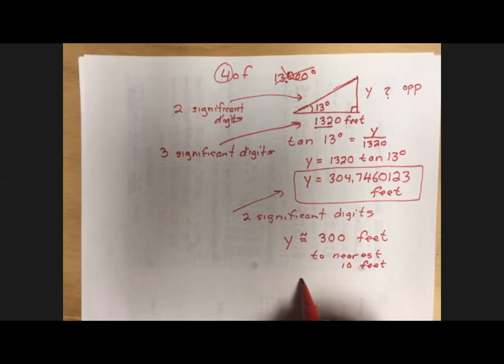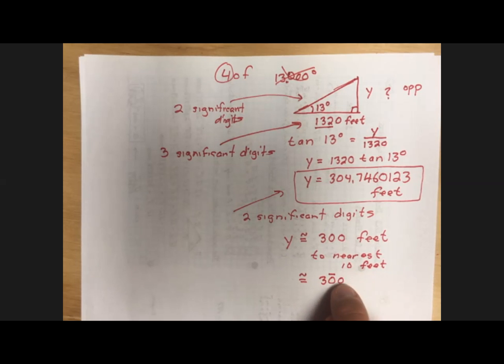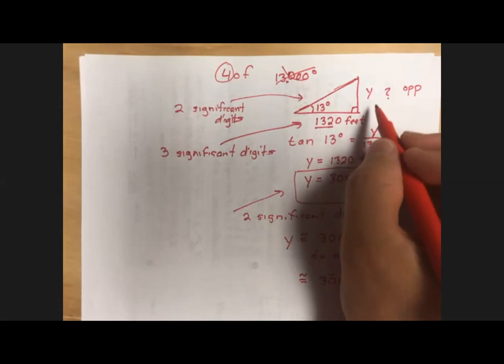Sometimes people in science classes write this in a fancier way, 300, and that means that that digit is accurate, that it is 300 feet to the nearest 10 feet. Might be 304, might be 301, might be 298, but it's not 337. You are within 10 feet of the truth.